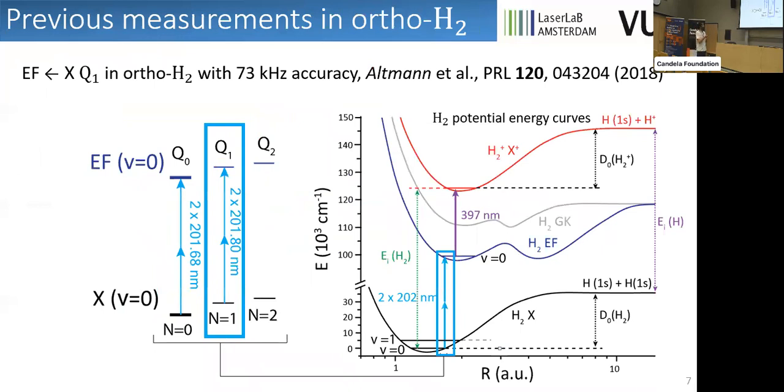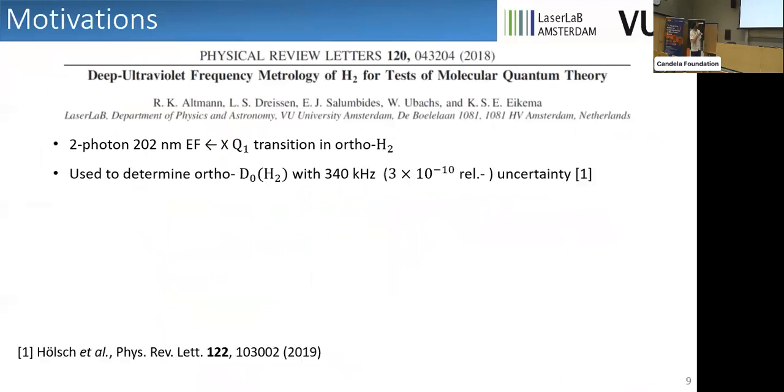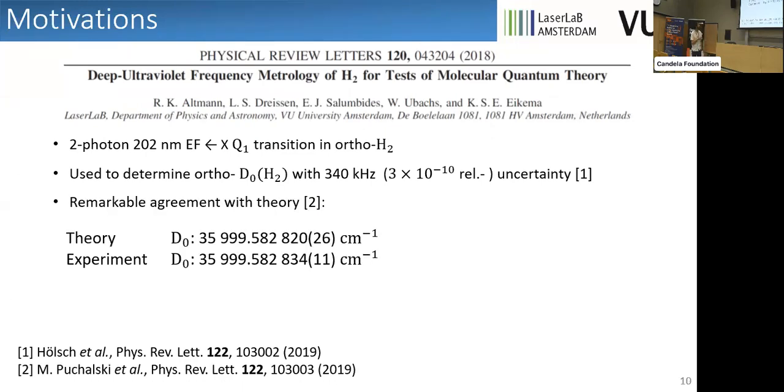Also in 2018, we took a different route in Kjeld's lab, and we measured from the X to the EF state, the Q1 transition at 201.8 nanometers, and we could determine that with 73 kilohertz accuracy. This 2-photon transition in ortho H2 allowed for the determination of the dissociation energy of ortho D2 with 340 kilohertz uncertainty, like I said earlier. And this number was in remarkable agreement with theory.